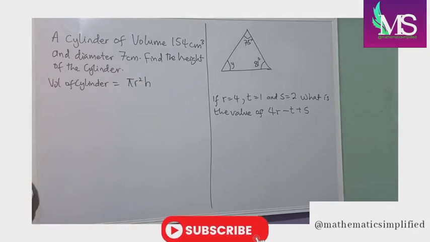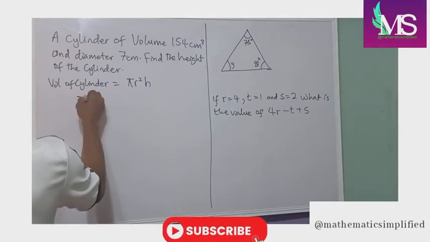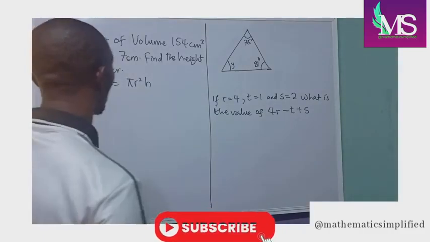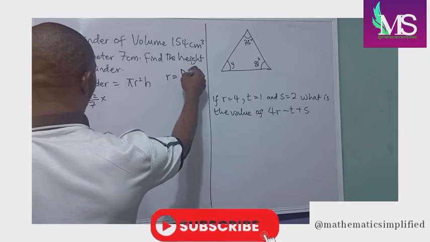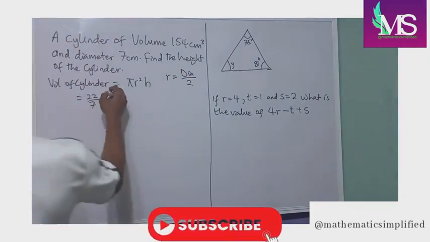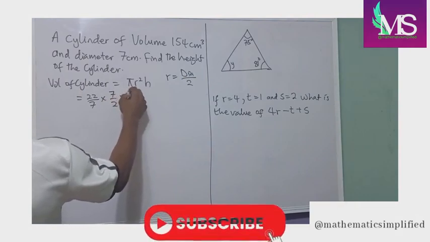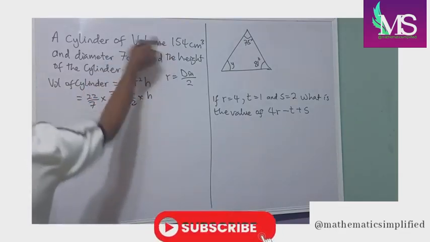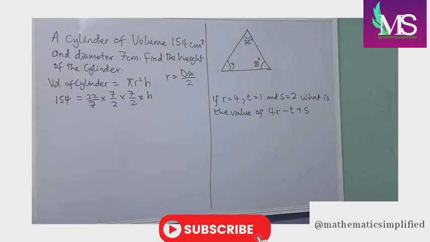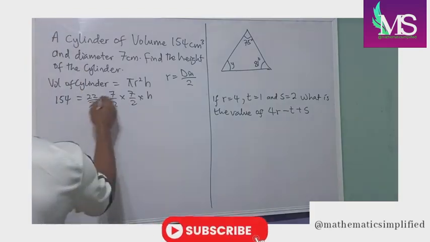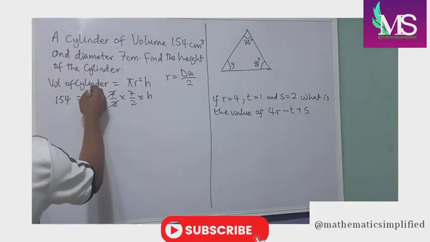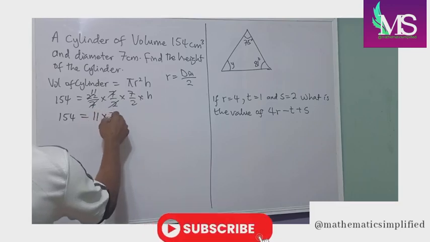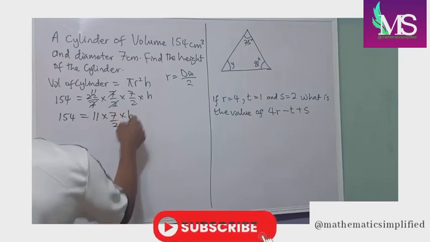Now we know our pi is 22 over 7 times our radius. Since we are given the diameter and we know that radius equals diameter over 2, this will become 7 over 2 times 7 over 2, since it's squared, times our h, which we are looking for, and the volume is giving us 154. So we can cancel out and get 11. So we're having 154 = 11 times 7 over 2 times h.